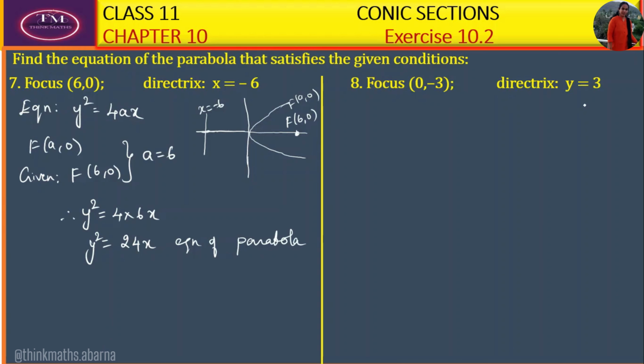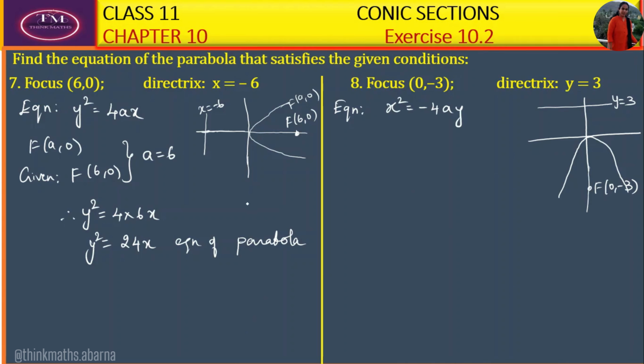Next one, we have to see the focus and directrix. So focus is 0 comma minus 3. So we have the y coordinate and x coordinate is 0. Then it will be on the y axis and negative side. So focus is here, 0 comma minus 3. Directrix is on the positive side of y axis. Then the parabola automatically will face downwards. Okay. So what is its equation? Its equation is x square equal to minus 4ay.